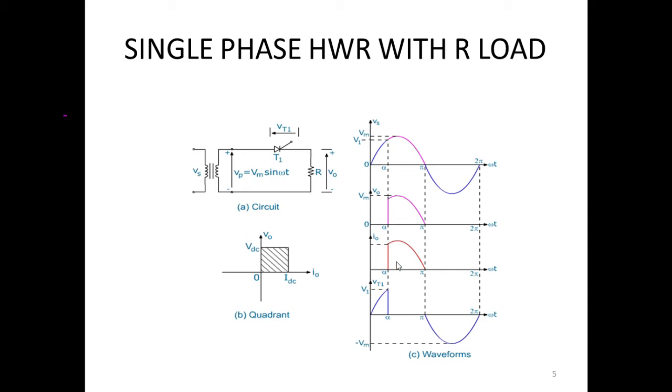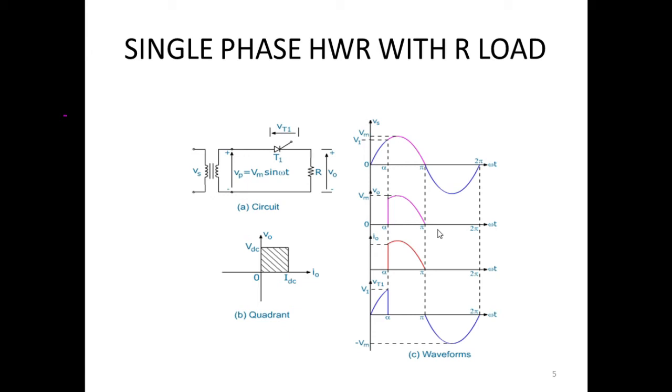By varying the gate signal, if you start triggering from here, the output voltage obtained will be less. It will come like this. Therefore, by varying the trigger pulse, that is by varying the firing angle, this 0 to alpha is said to be your firing angle. By varying the firing angle, we can obtain the controlled output.